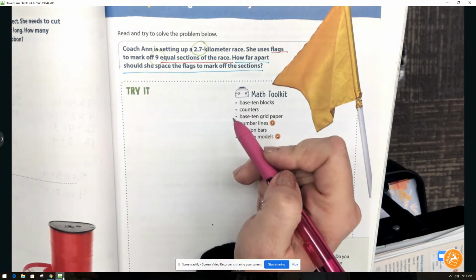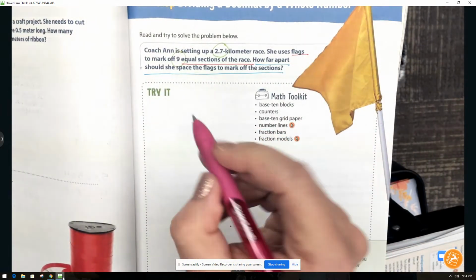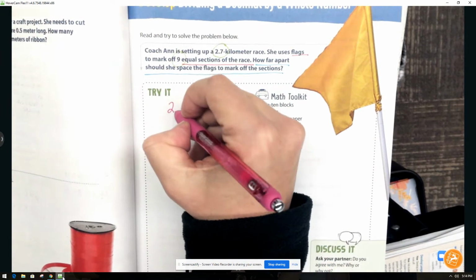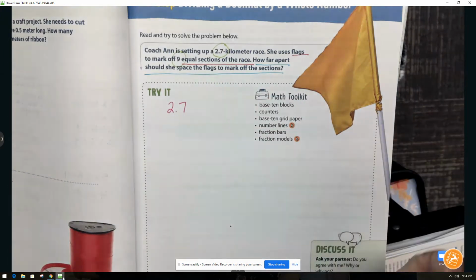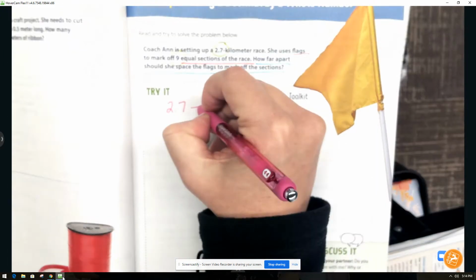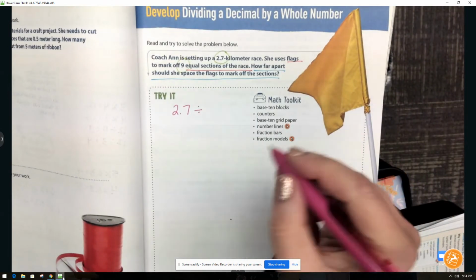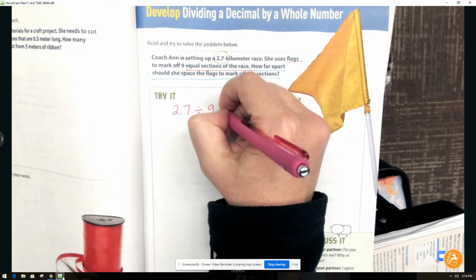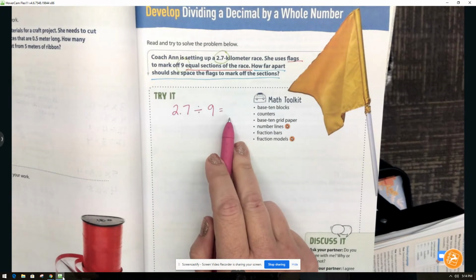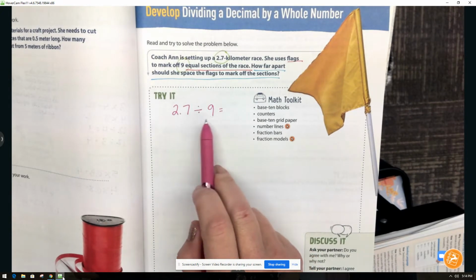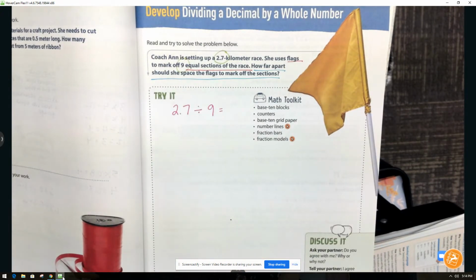So first of all, what is the problem that we're trying to solve? We know that we have a race that is 2 7/10 long, and we're dividing that race, sorry about that, we're dividing that race into 9 equal sections, and then the resulting answer is going to tell us how long each of those sections is. So that's what we don't know.